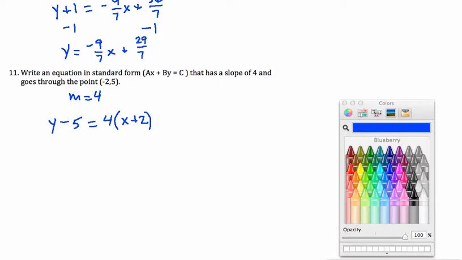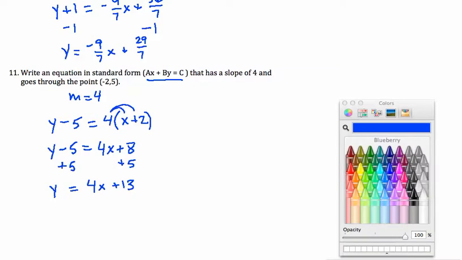We want to manipulate it until it looks like this, where we've got a number times x plus a number times y equals a number by itself with no variables. So I'm going to distribute this 4. So 4x plus 8. I'm distributing. Okay, and then I'm going to bring the 5 over to the right-hand side. Okay, so y equals 4x plus 13.